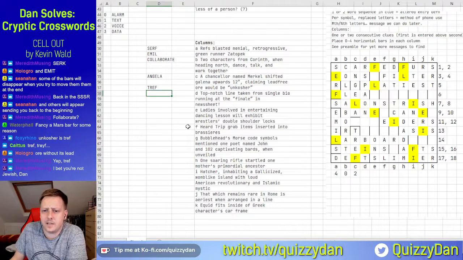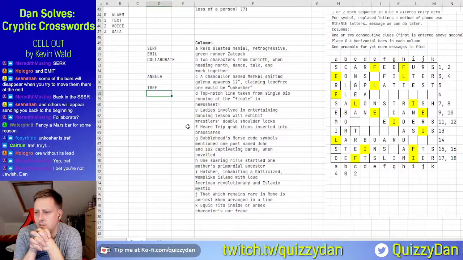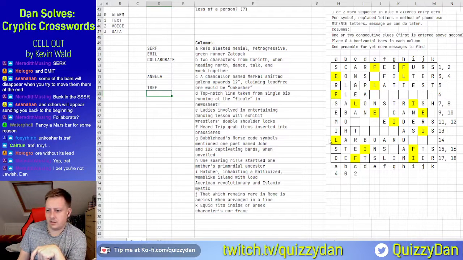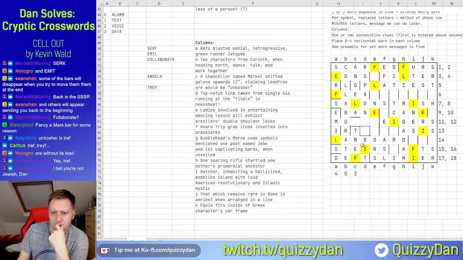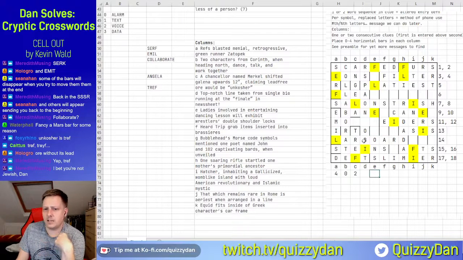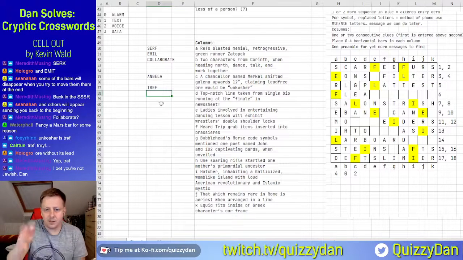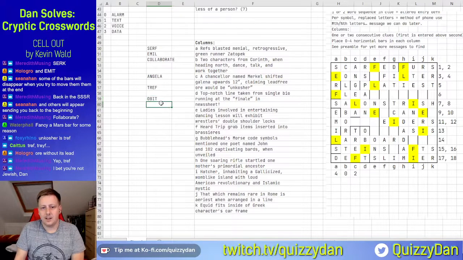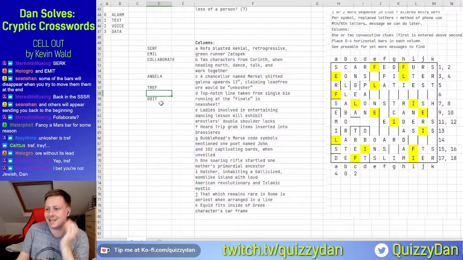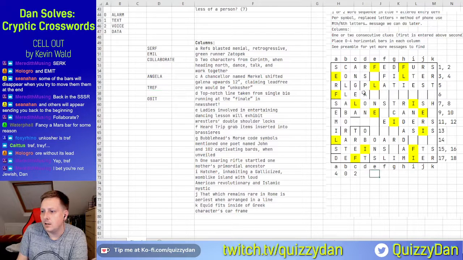Top-notch line taken from single bio running at the finale in news sheet. Single is 1. Oh no, it's obit. A finale in a news sheet. That's got to be an obit. And it's got an anagram of bio. So bio running anagram. Finale of news sheet is T. So that is obit. But top notch, that's A1. Okay. If something is top notch, it is A1. So we've got 1, 2, 3, 4 lines in that column.